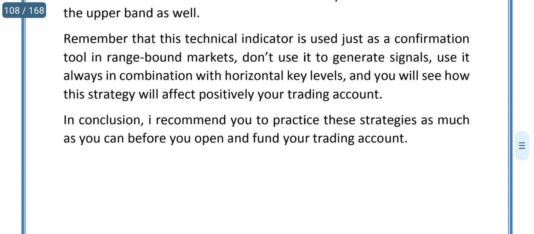And in conclusion, I always recommend you to practice all the strategies as much as you can before you open up your trade account and fund it as usual.